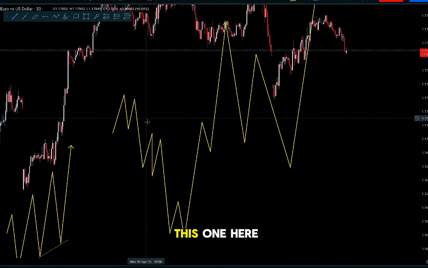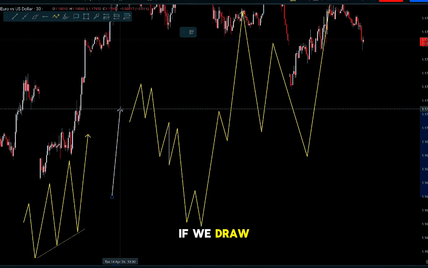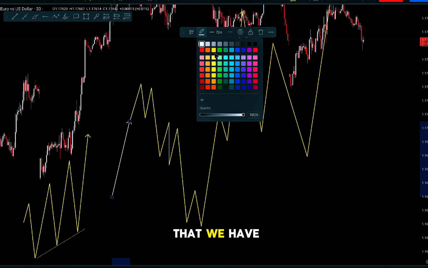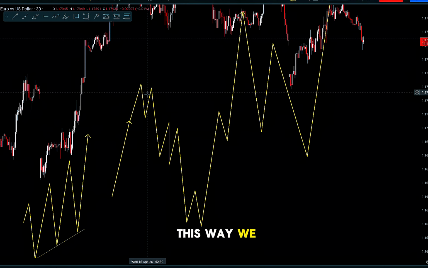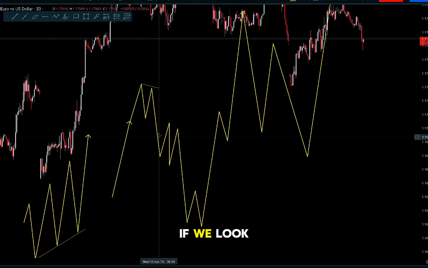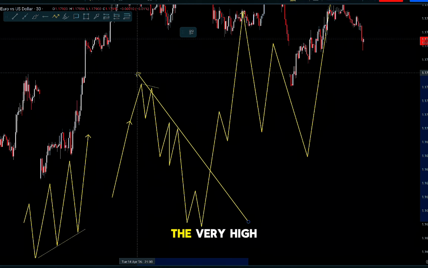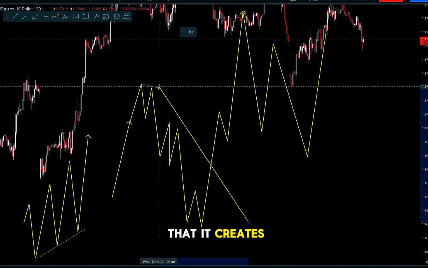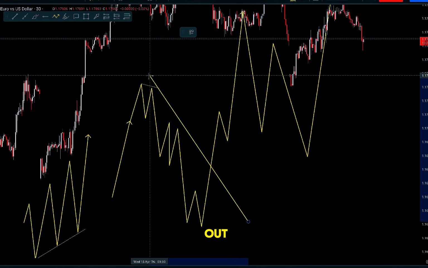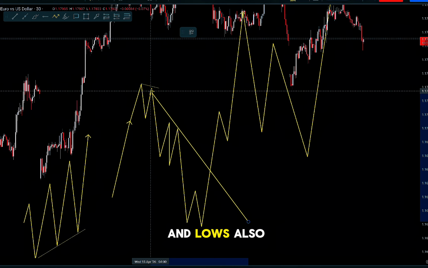If we take this one here, normally you want to look at how price has started. If we draw this here, now we can see that we make this way. We have equal highs here, and if we look at it, price came all the way down from here. The very high that it creates, if it goes back to mitigate that high without taking it out, you want to be looking at that particular point as equal highs and lows.